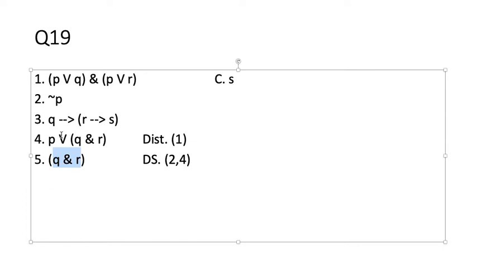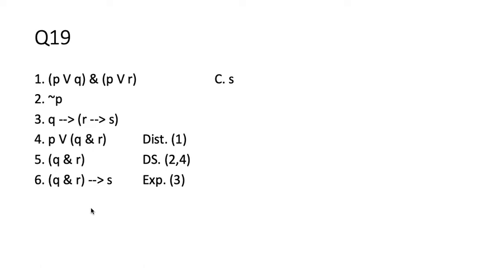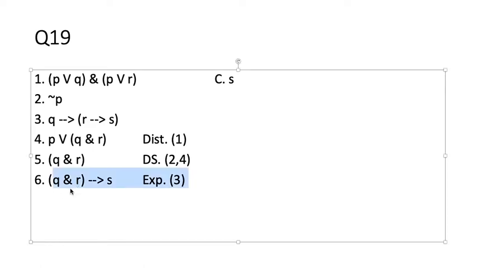What next? Well, look at what I have on line 3. I have if Q, then if R, then S. So I have a conditional, the consequent of which is itself a conditional. So I can do exportation on that. So let's do exportation on 3 to turn it into Q and R, if Q and R, then S.